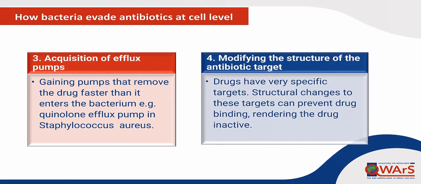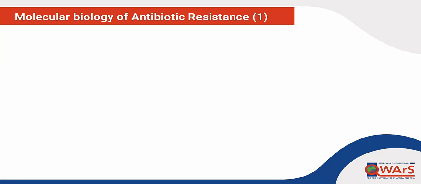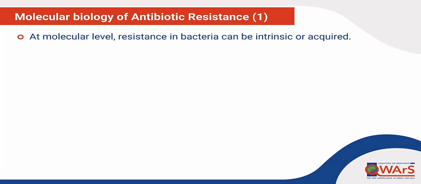Fourth, bacteria also evade antibiotics by modifying the structure of the antibiotic target so that the drug no longer binds effectively to the target. Structural changes to these targets can prevent drug binding, rendering the drug inactive. For example, change in penicillin binding protein inhibits binding of the beta-lactam drugs, thus providing resistance to this class of antibiotics. At molecular level, resistance in bacteria can be intrinsic or acquired.